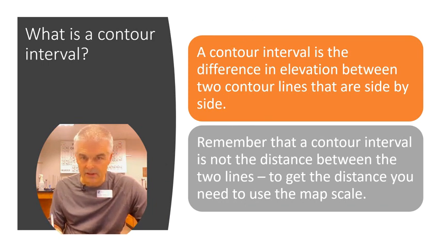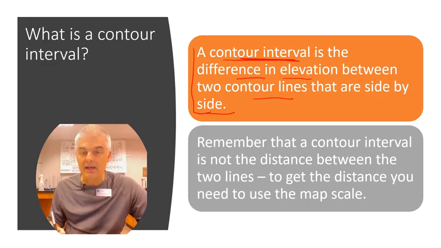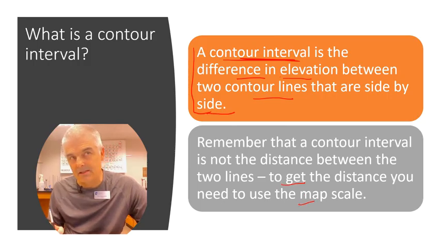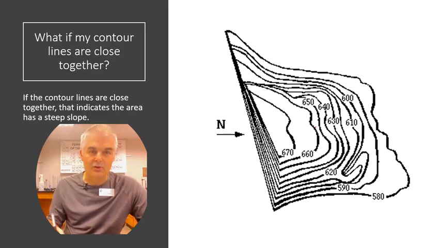All right. Now, again, contour interval. Let's dive a little deeper. It is the difference in elevation between two contour lines that are side by side. So this contour interval, important term, is the difference in elevation between the two. Remember, contour interval is not the distance between the two lines. You get that with the map scale. It's not the distance between the lines, it's the elevation difference. Okay, so let's make sure we understand that.